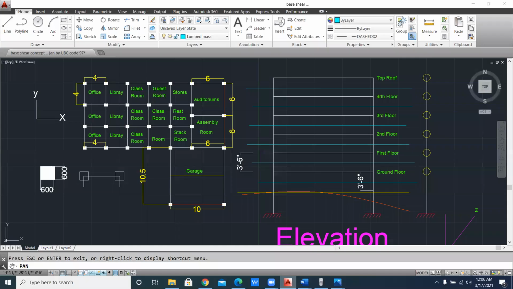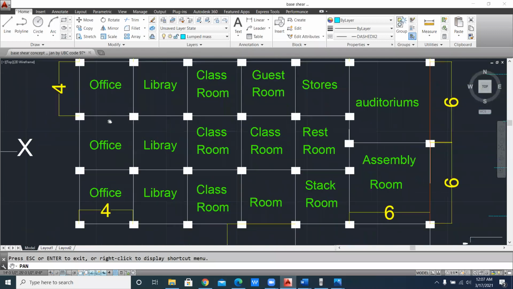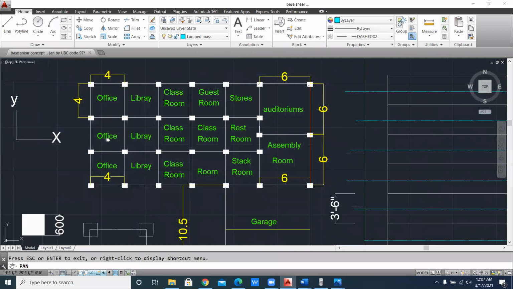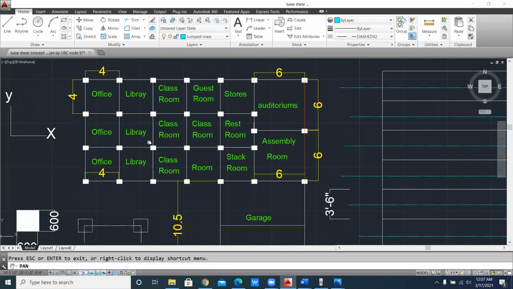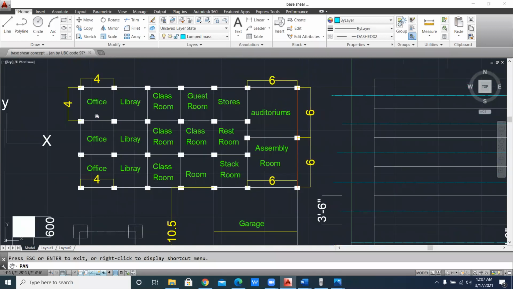In our building, you can see here, this one is office, this one is office, this one is office, and this one is library, library, library, classroom, classroom, classroom. Now first of all there are some offices. For calculating the live load we have to take all the area of this, as you know, the area in square meters.